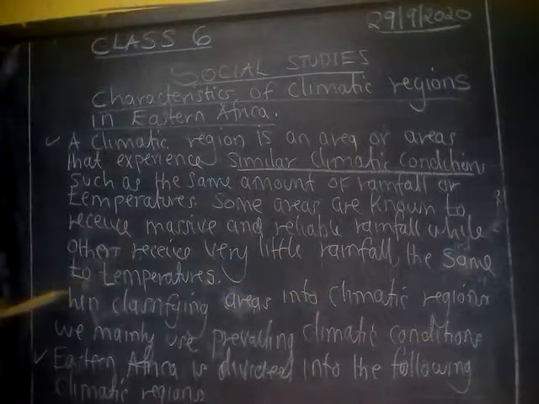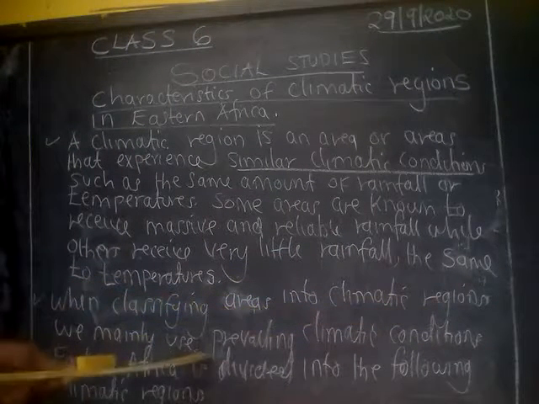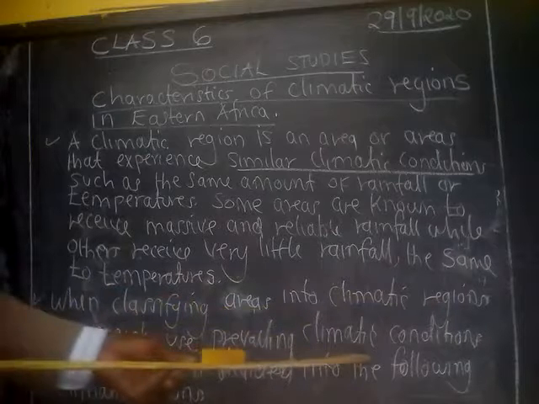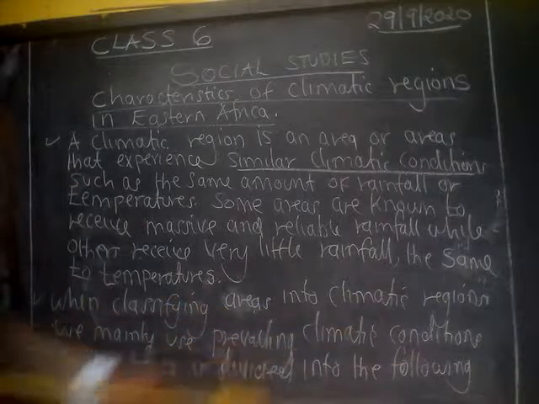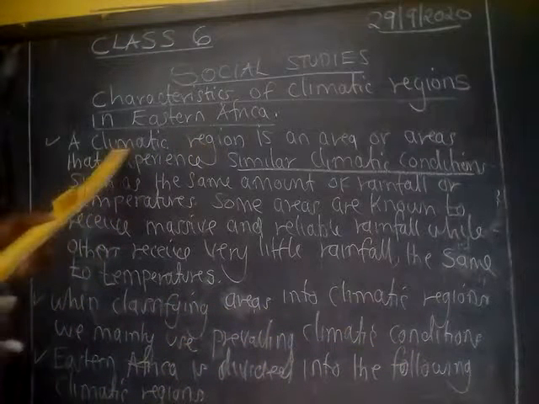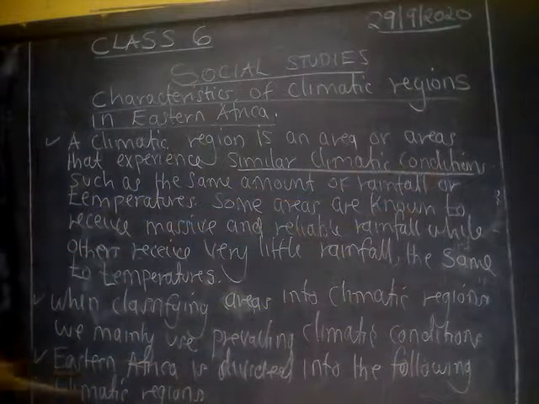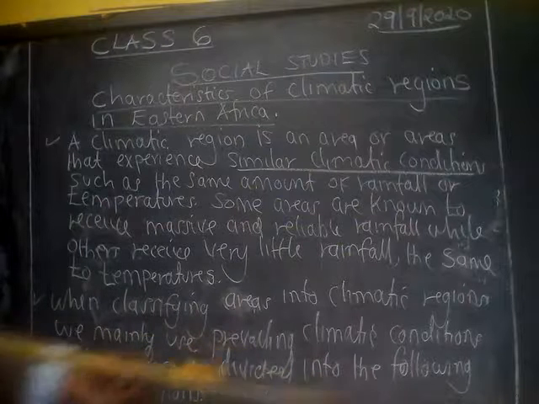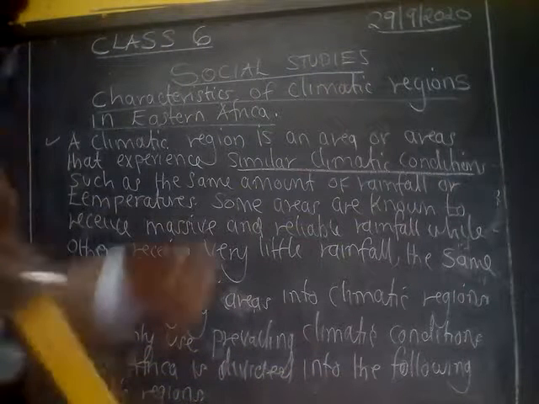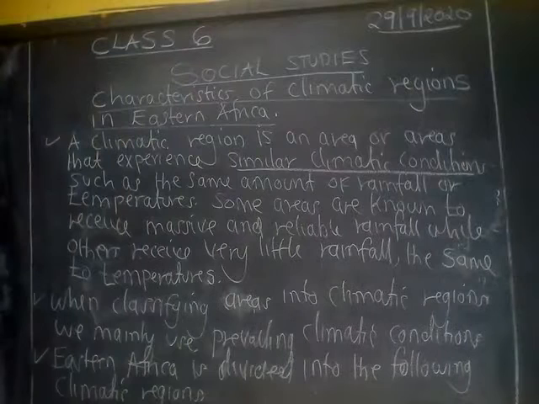So when classifying areas into climatic regions, we mainly use prevailing climatic conditions. Prevailing climatic conditions will help us determine a climatic region, where we look at similar climatic conditions. Eastern Africa is divided into the following climatic regions. We shall see them one after the other.